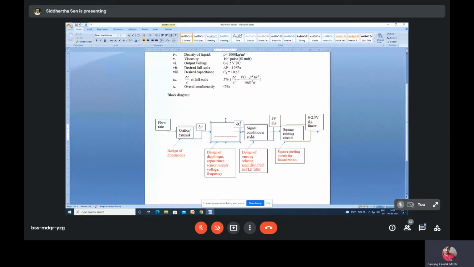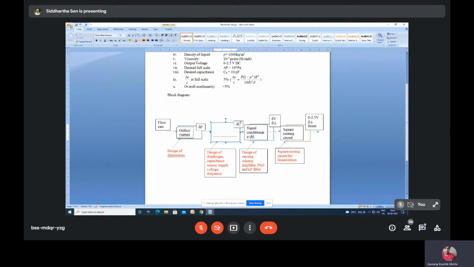It is given that the desired full scale delta P is 10 to the power 6 Pascal. Desired delta C0 is equal to 10, I mean, nominal value is 10 picofarad, and full scale delta C by C is 5%. And after that, what we require is the delta C I am getting, but the signal conditioning circuit.